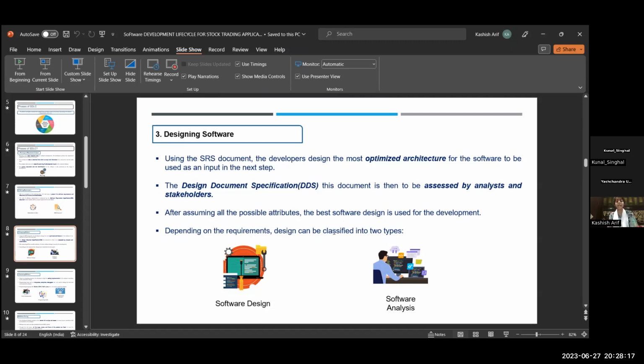Depending on the requirement, design can be classified into two types: software design and software analysis. The design phase is where you put pen to paper, so to speak. The original plan and vision are elaborated into a software design document (SDD) that includes the system design, programming language, template, platform to use, and application security measures.